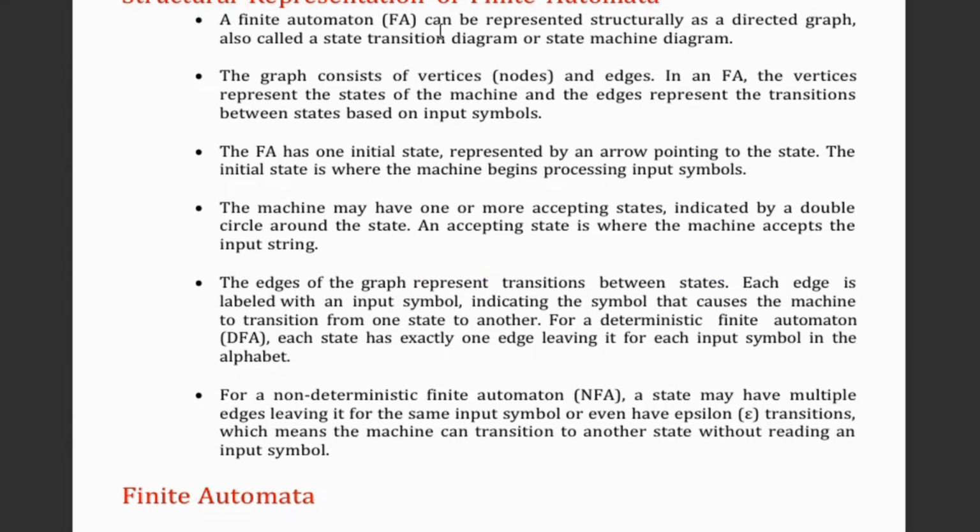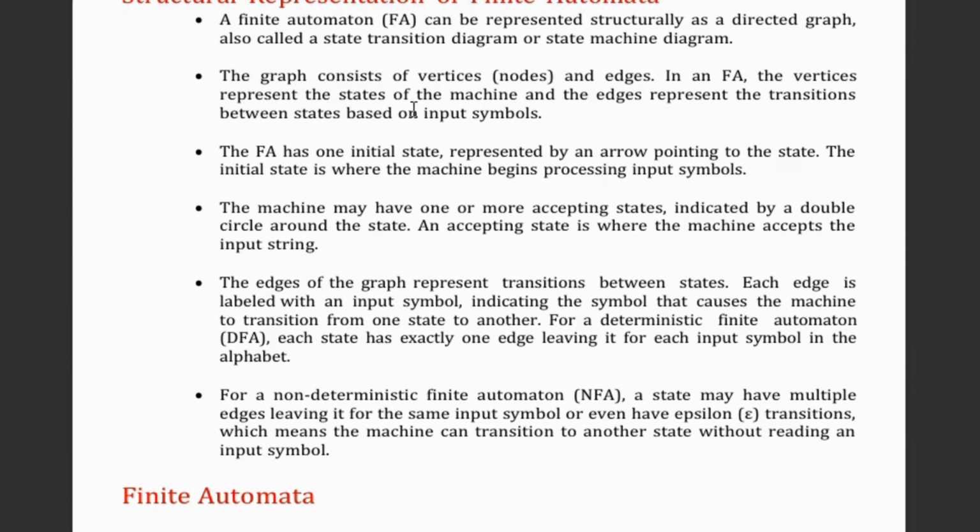So a finite automaton, FA, is represented like a directed graph. You know what a directed graph is? It shows some directions, which point we have to go to from which point. So this is known as the state transition diagram or the state machine diagram.